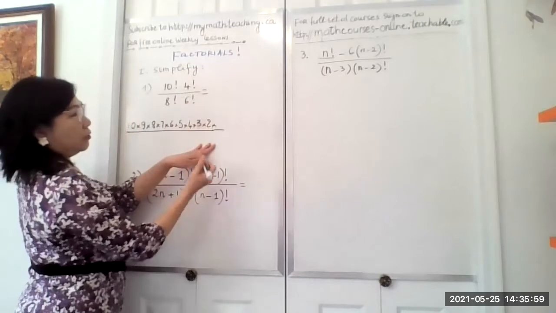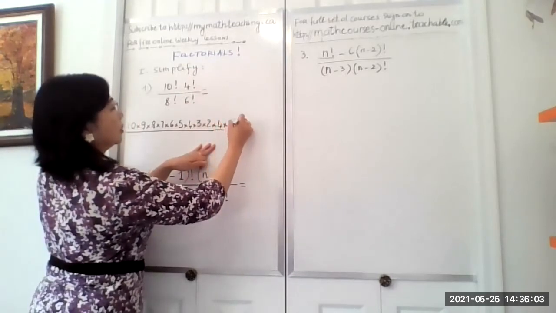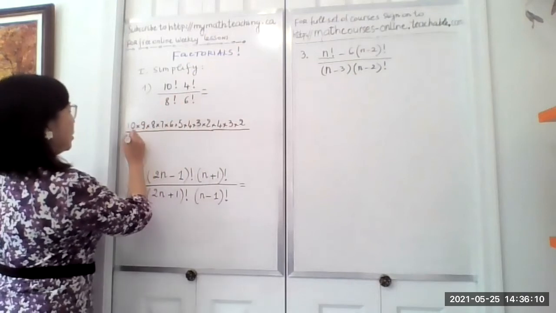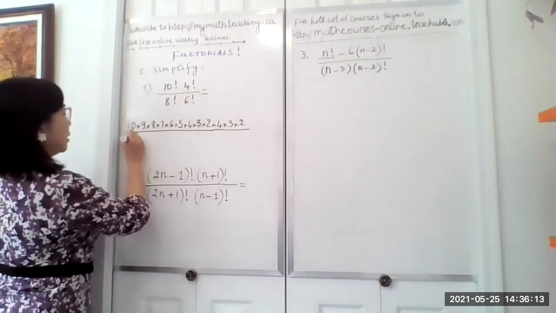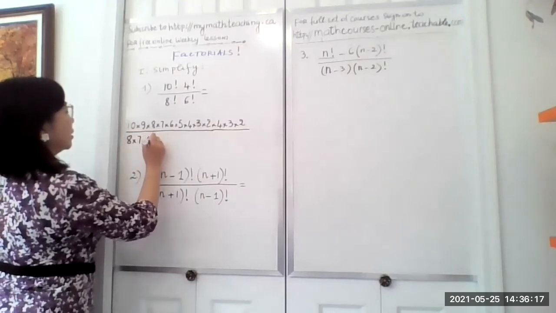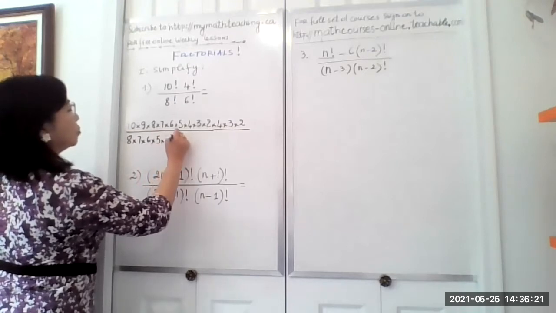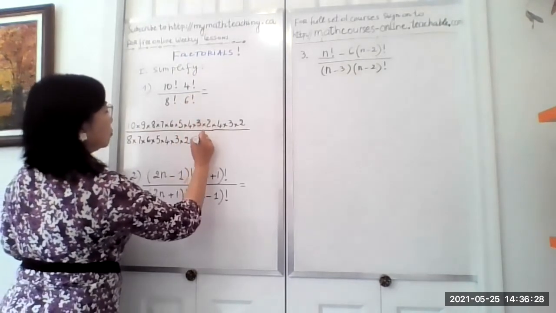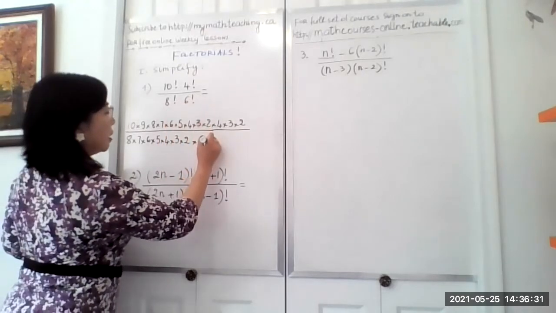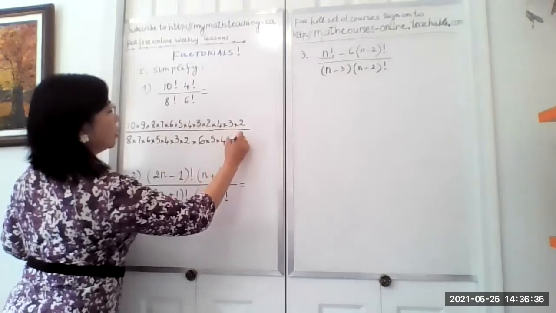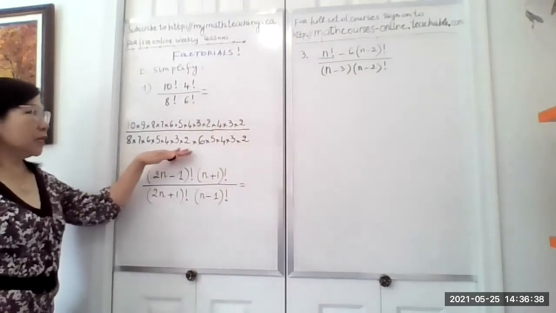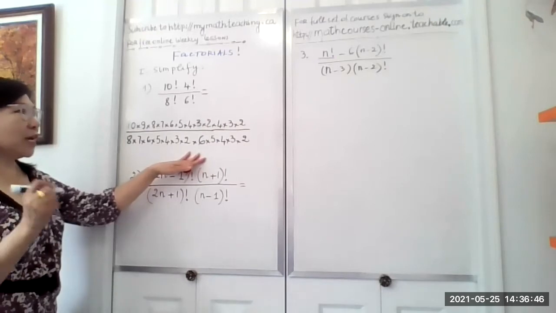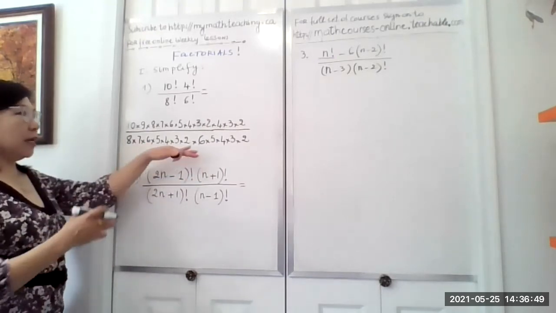Times 4 factorial will be times 4, times 3, times 2, and of course times 1, but again, I'm not going to put it in to save the room. Now down here, we start from 8 factorial, which is 8 times 7 times 6 times 5 times 4 times 3 times 2 and times 1. The next one will be 6 factorial, which starts from 6, times 5 times 4 times 3 times 2. After I expand them like this, because that's what factorial means, right? Now I'm going to cancel whatever is the same on the top and the bottom.